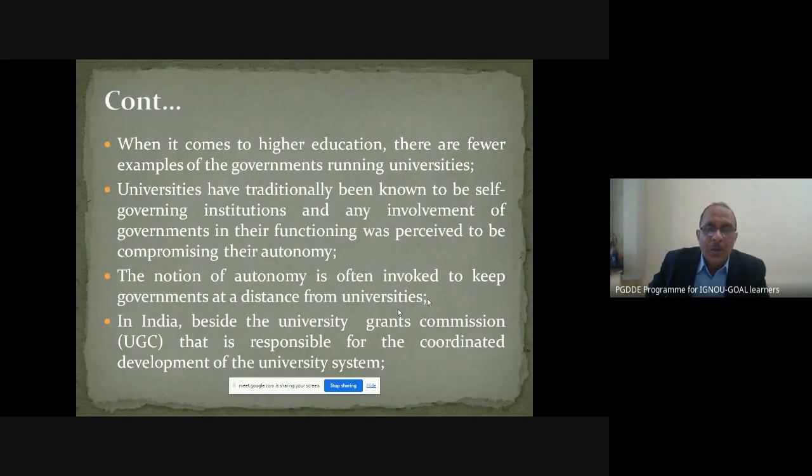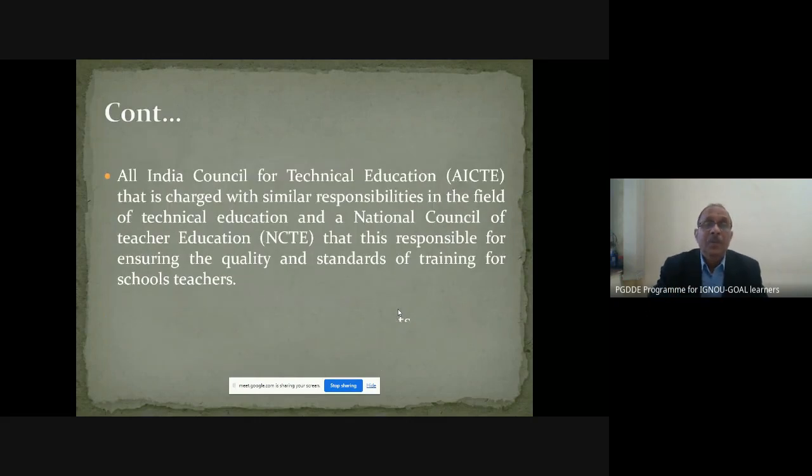In India also, we have the University Grants Commission, which is the apex body to oversee the higher education system and coordinate its activities, etc.